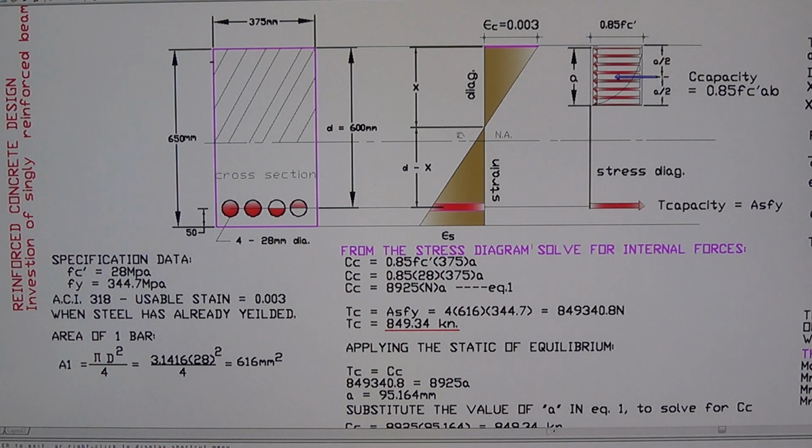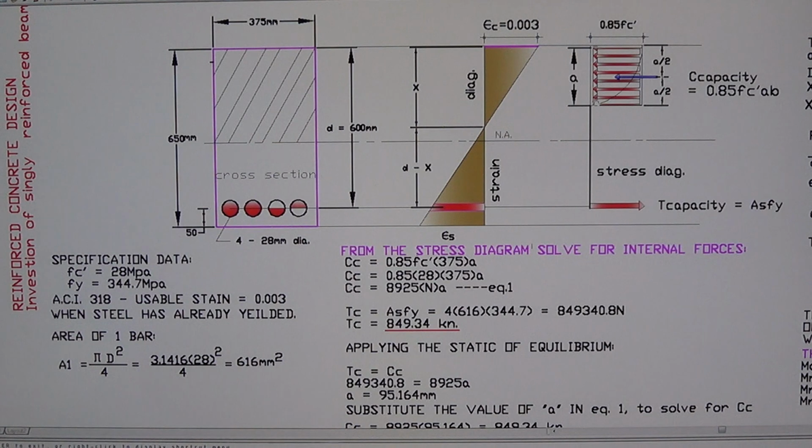Alright, and the stress diagram is right here. This is the Whitney stress block. The depth of the Whitney stress block is a, and the centroid location is a over 2 on top and a over 2 on the bottom. That is the centroid of the stress block. Originally the stress block is shaped like this. See the line there?